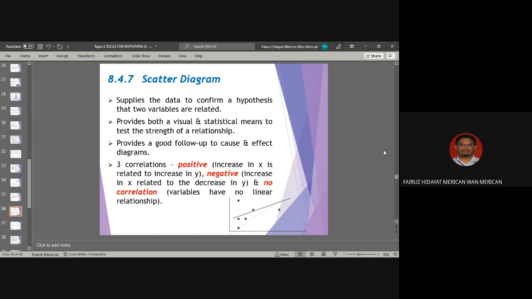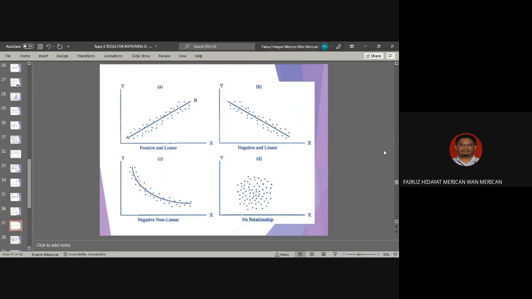And the third one is there's no correlation. Okay, so the variables X and Y have no linear relationship, meaning that there's no relationship between the two variables. Okay, so these are the three correlations that will be determined by the scatter diagram. Okay, so you have these illustrations to show examples of the different correlations.